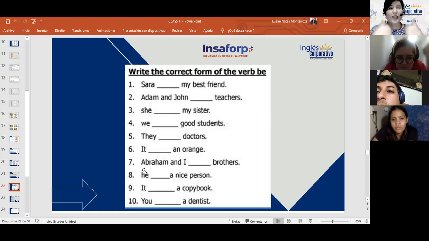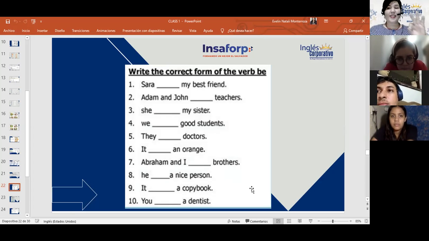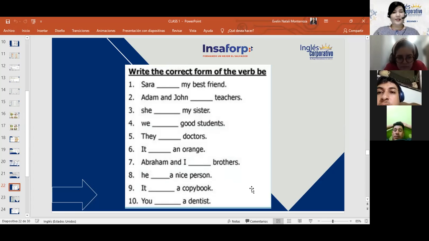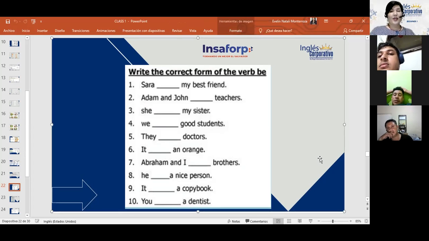It's we. Si se incluye usted en el grupo de personas, it's we. If you say Adam and John, ellos, they. Abraham and I, we. Very good. We are, Adam and I are brothers. Number eight, he is a nice person. Very good job. Number nine, it is a copybook. The one that you use. And number 10, you are a dentist. Very good job.